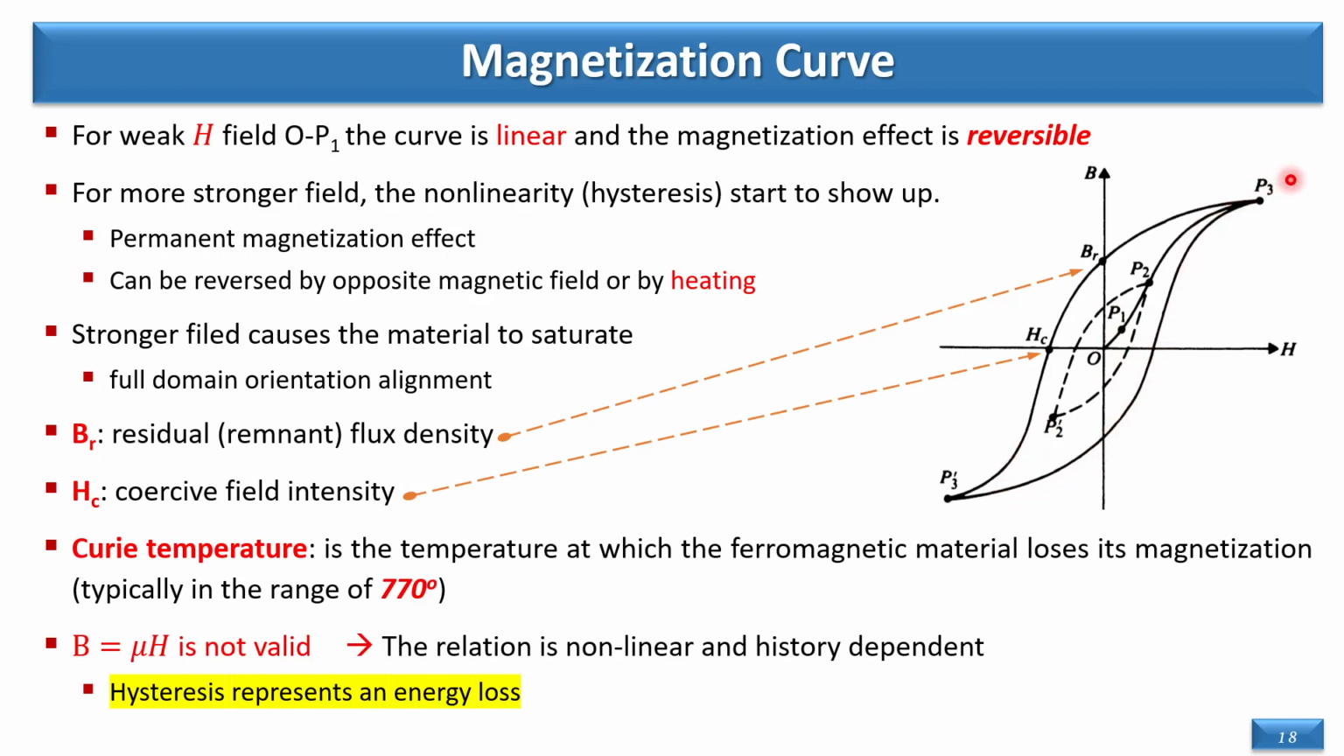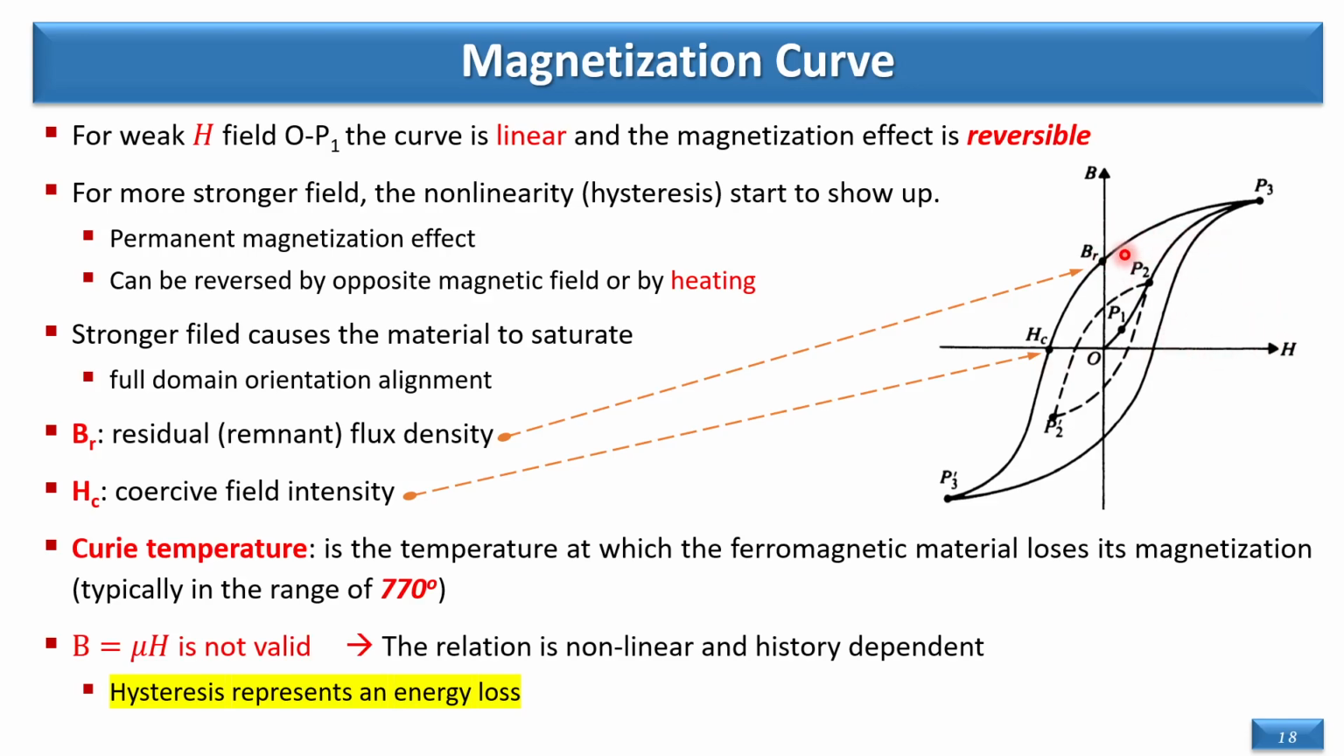And when we go with a stronger applied magnetic field, at a certain point the material will reach saturation, so we can't get a higher B than this value. When we remove the applied magnetic field completely after saturation, the material will return to what's called the residual flux density. So this is the maximum residual magnetic field that can remain in the material after the removal of the external field.